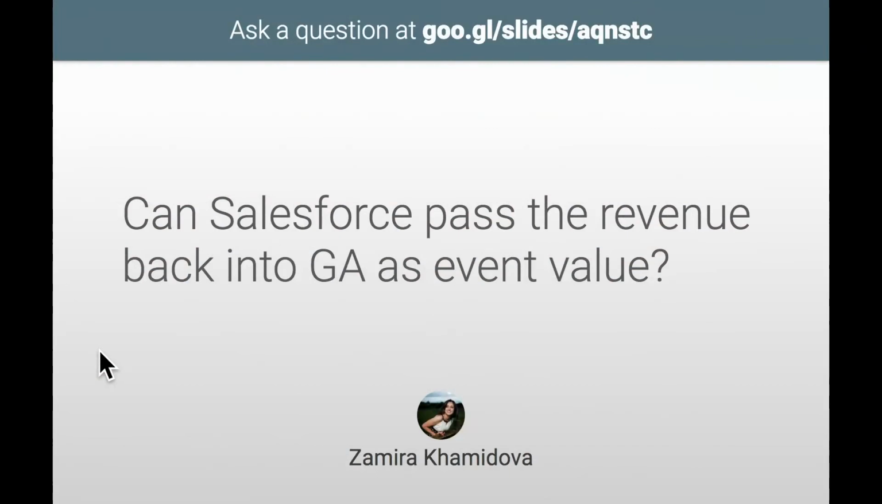Okay, another question from Zamira. Can Salesforce pass the revenue back into GA as event value? That's correct. We're importing opportunity amount today. That's the default one, which means you have to have it in the opportunity object in the amount field. The one thing I need to mention is most customers have it there. It's pretty interesting. In the Salesforce Sales Cloud setup, customers always have the value of the conversion in 3 fields, which is revenue, amount, and expected revenue, and they are almost always the same. The more sophisticated the customer, the more they can differentiate.